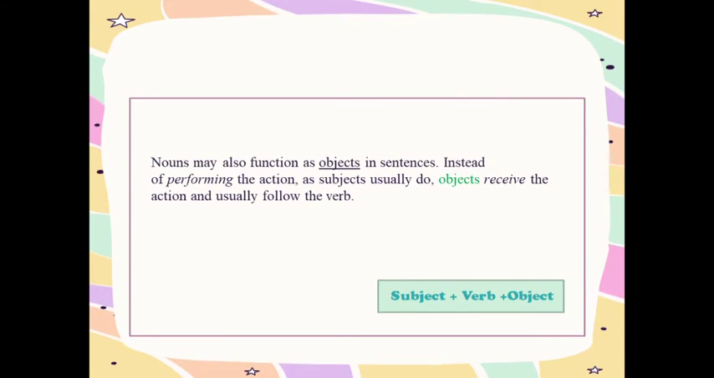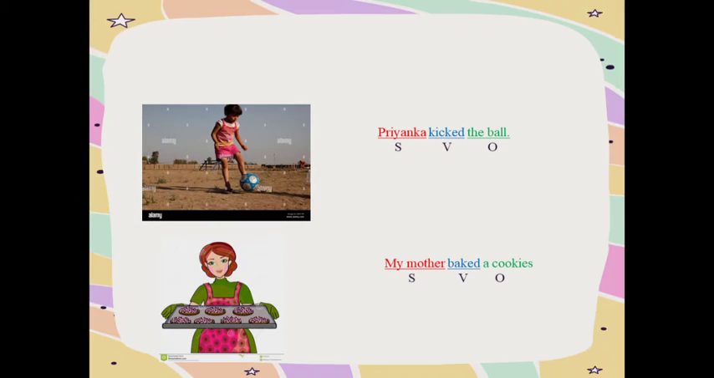Second, we have subject plus verb plus object. In addition to serving as subjects, nouns may also function as objects in a sentence. Instead of performing the action, as subjects usually do, objects receive the action and usually follow the verb. For example, Priyanka kicked the ball. Priyanka is the subject, kicked is the verb, and the ball is the object. My mother baked a cookie. My mother is the subject, baked is the verb, and a cookie is the object.